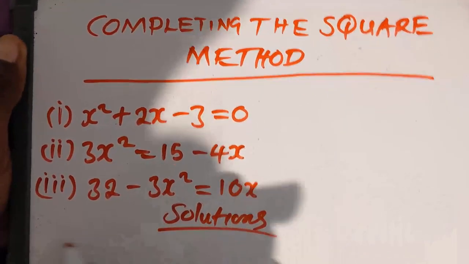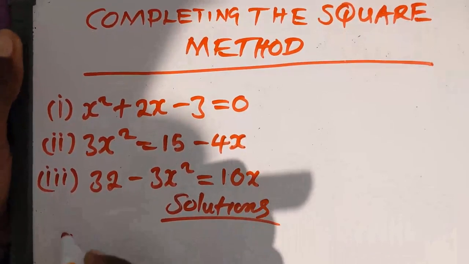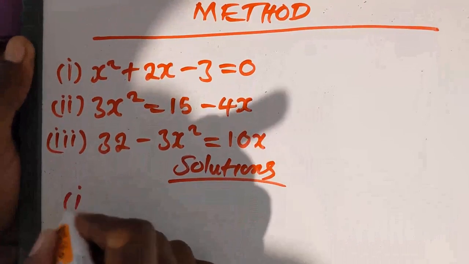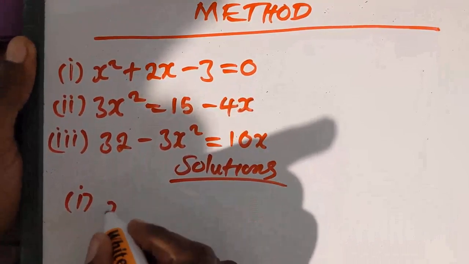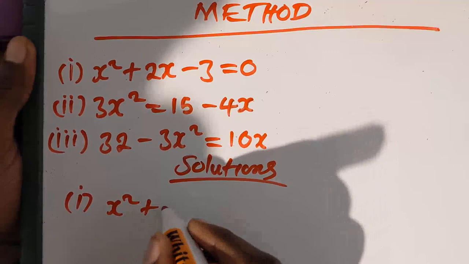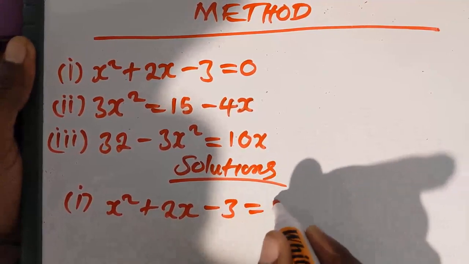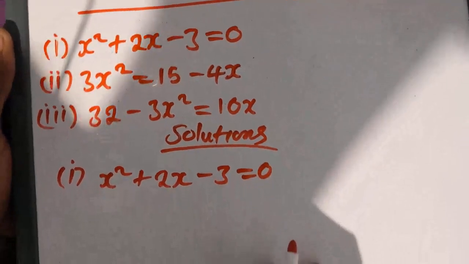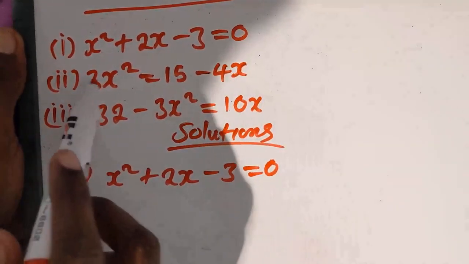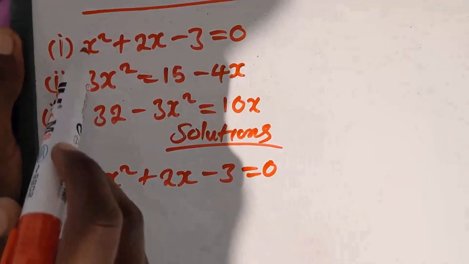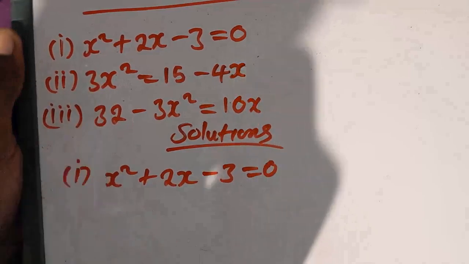Okay, so start with number one. Number one is x squared plus 2x minus 3 is equal to 0. If you can see these questions, they are different. There is this, there is that, there is that.